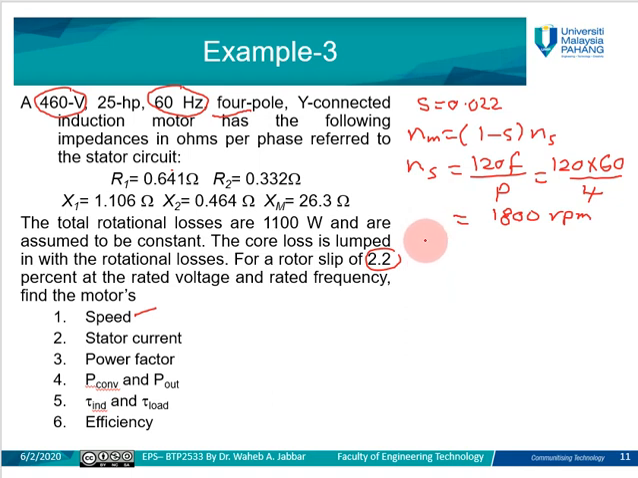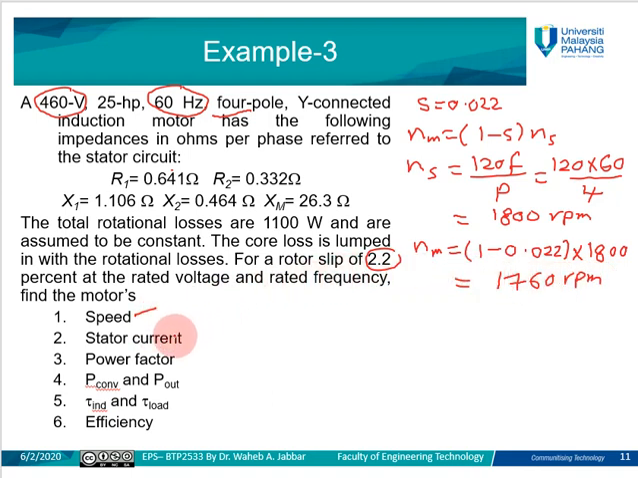This is Ns. Nm, which is required here, is the speed of the machine, equal to 1 minus 0.022 times 1800, which is the value of Ns. So it will give you 1760 rpm, or revolutions per minute. Okay, so this is the speed of the motor.